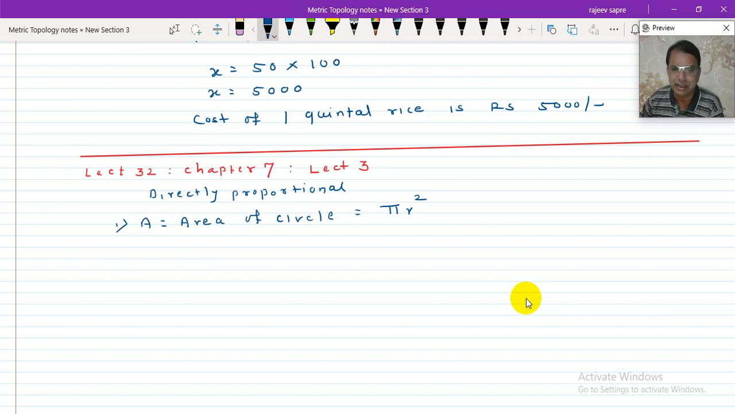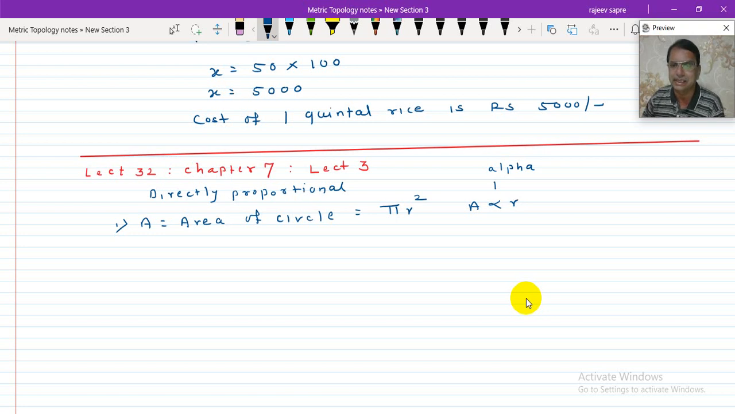Here I will say, A is directly proportional to R. This symbol alpha, its pronunciation is alpha. So A alpha R means A is directly proportional to R. What does it mean? When R increases, A increases. When R decreases, A decreases.